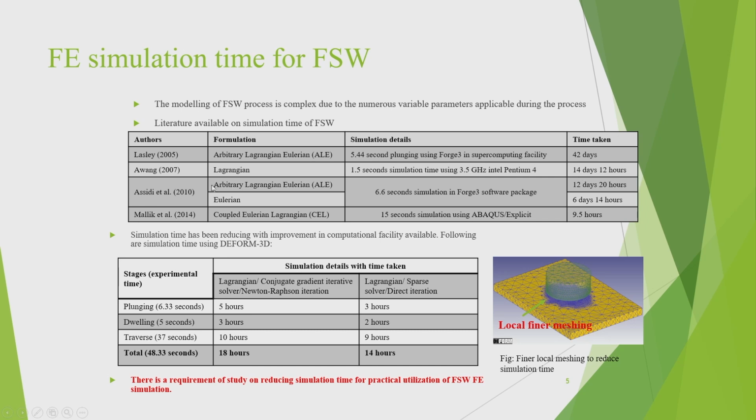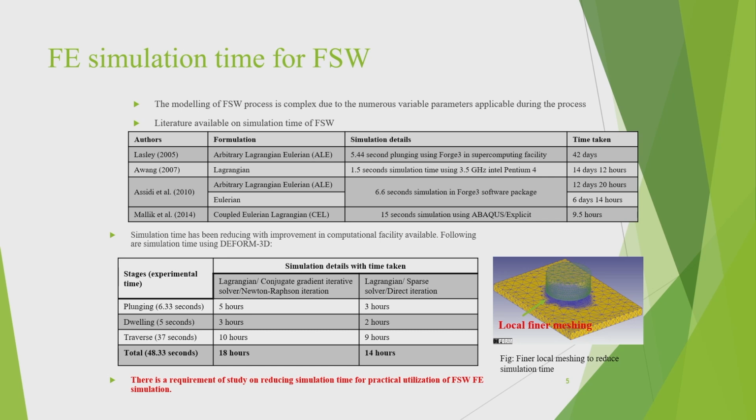Then Ashidi et al. used the arbitrary Lagrangian-Eulerian and Eulerian approaches, and it took 6.6 seconds of simulation in the Forge 3 software package, and by the arbitrary Lagrangian approach it took 12 days just for simulating 6.6 seconds. That means on the shop floor only 6.6 seconds of machine run was there, but here in the simulation it took 12 days 20 hours, and then in the Eulerian approach it takes 6 days 14 hours.